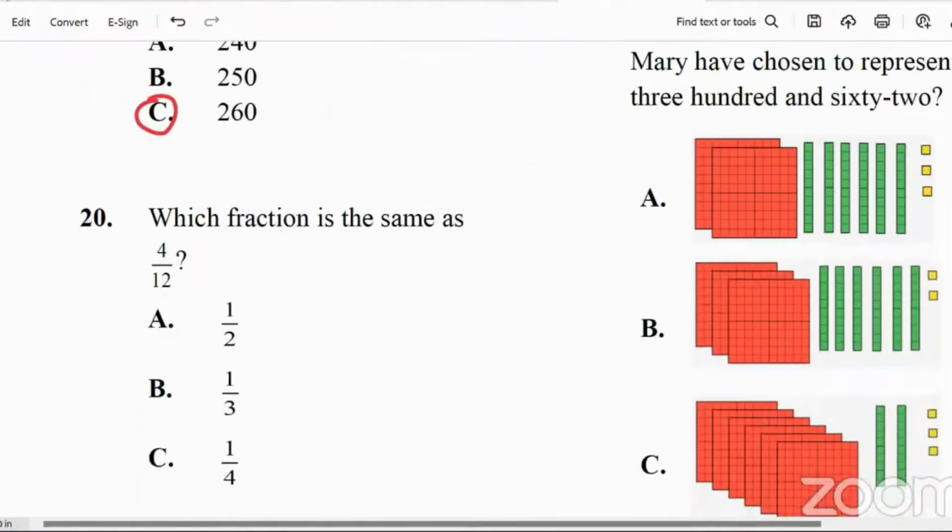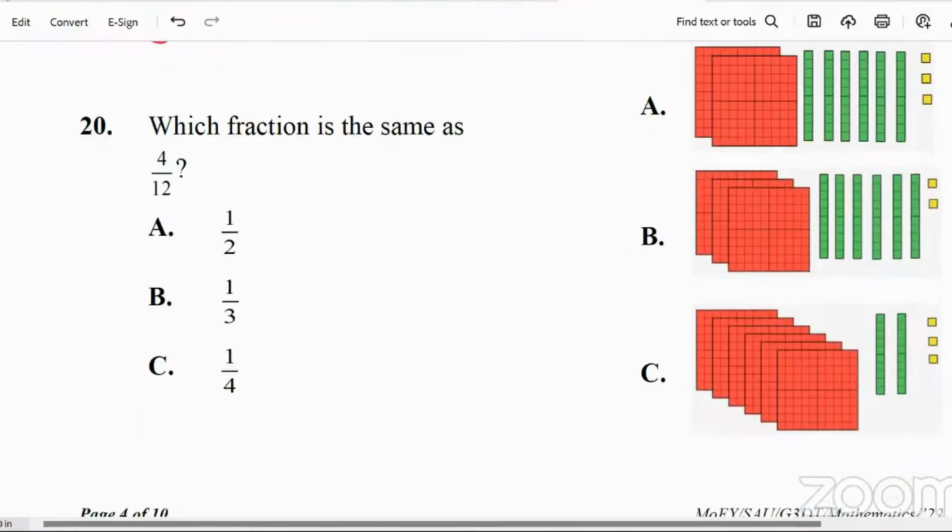All right, question 20. Which fraction is the same as 4/12? Again, there are so many fraction questions on this paper. So guys, if you're not too good with fractions, now is the time to make sure that you are. I do have some fraction videos on this channel as well. I don't know if I might need to do some for grade 3 students, but there are some fraction activity videos on this channel. You can go look for them and learn how to do your fractions.